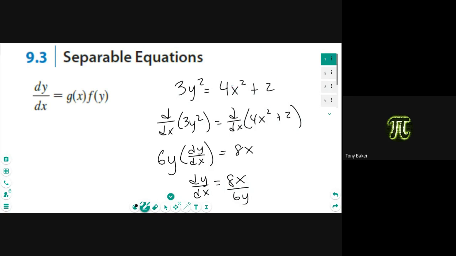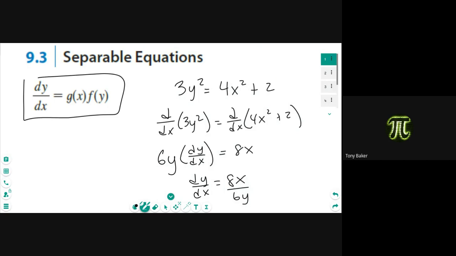We would have to do the integral of it. Okay? So we multiplied both sides by 6y, and we got dy/dx equals 8x over 6y, and I'm going to work backwards from that. When we're looking at a separable equation, it's an equation that I can separate into two specific pieces, one with the y's and one with the x's. Not every equation you can do this to, so not every equation will be considered separable.